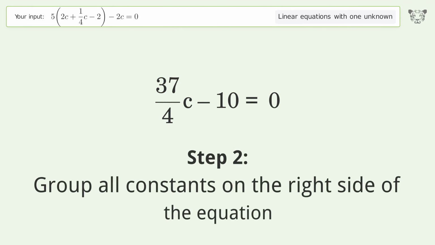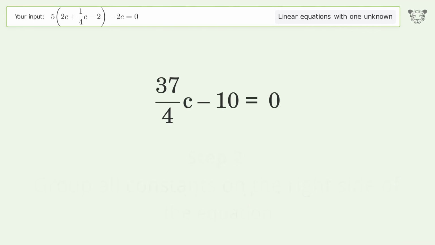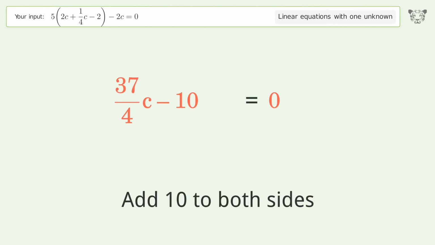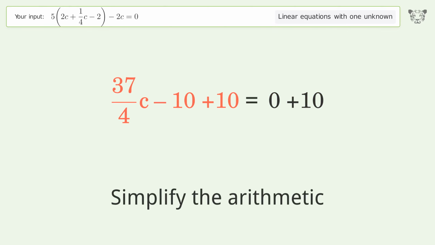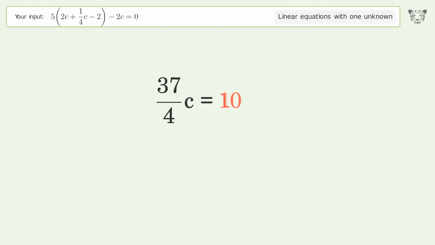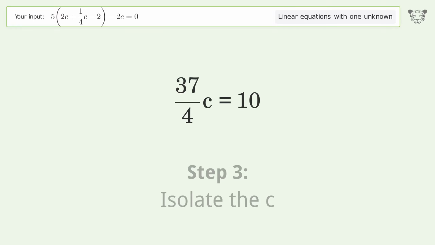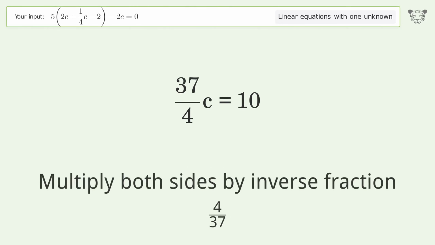Group all constants on the right side of the equation. Add 10 to both sides. Simplify the arithmetic. Isolate the c. Multiply both sides by inverse fraction 4/37.